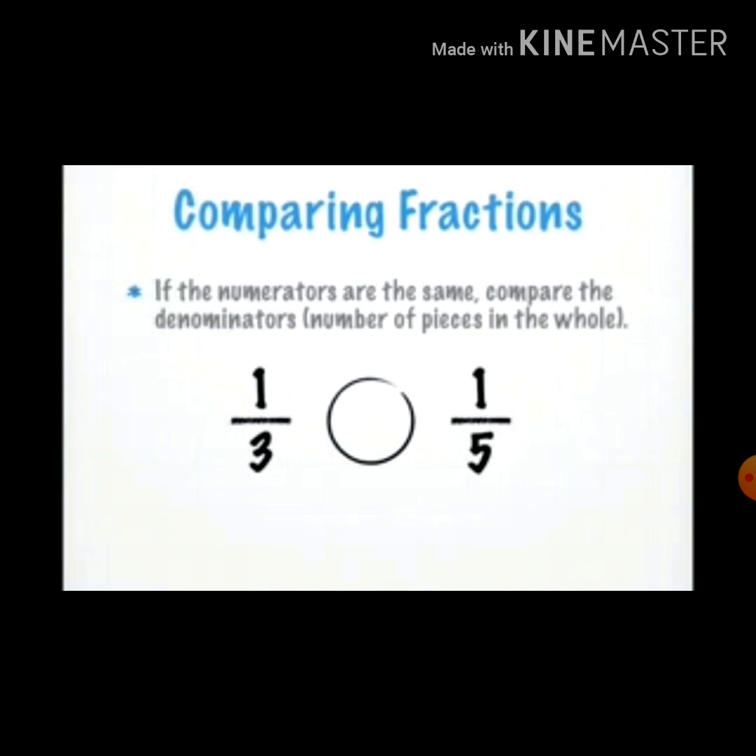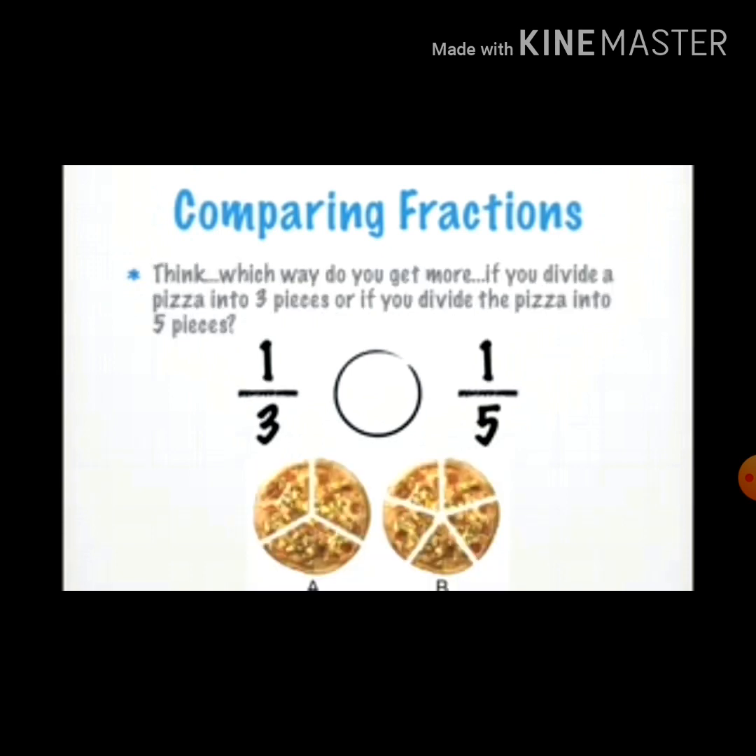Comparing fractions, we have 1/3 and we have 1/5. We can see that both fractions have the same numerators, but one of the denominators is 3 and the other is 5. This means if we have two pizzas, as you can see in front of you, the first one we divided into 3 parts since the denominator is 3. The second one is divided into 5 parts since the denominator is 5.